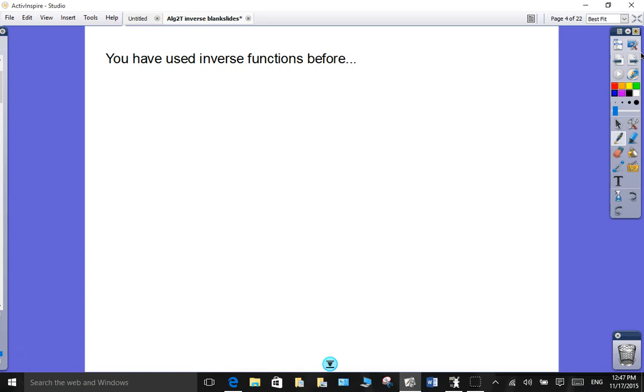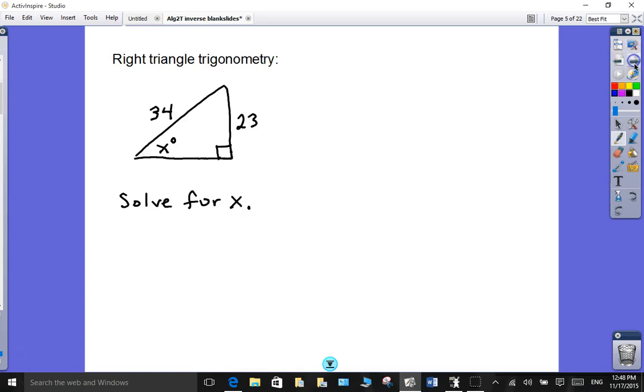I'll remind you. Nope, you didn't do them in this class. I mean, in a way you did. When we square a square root, that's using inverses right there. But here's where you used an inverse function. See if you can remember way back to the glory days of geometry.